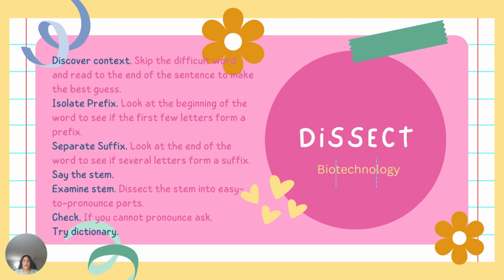Isolate prefix. Look at the beginning of the word to see if the first few letters form a prefix. Separate suffix. Look at the end of a word to see if several letters form a suffix. Then say the stem. Examine the stem, which is dissect the stem into easy to pronounce parts. Next, check, which means if you cannot pronounce it, ask someone to help. And finally, if you cannot figure it out, just try the dictionary.